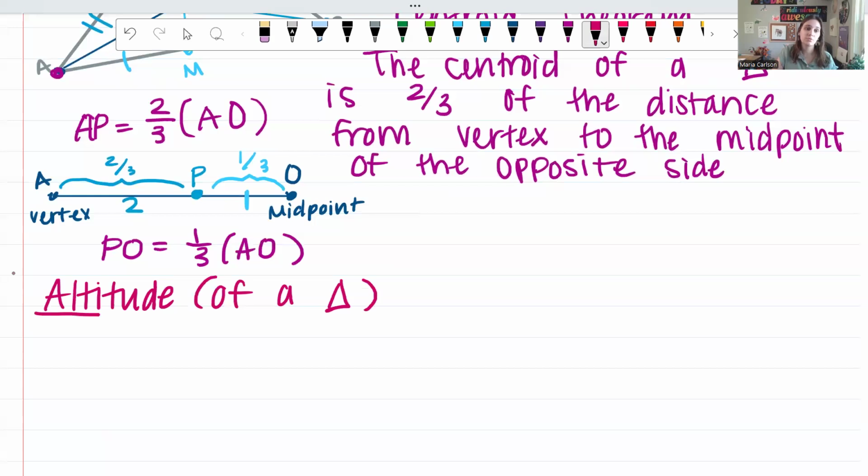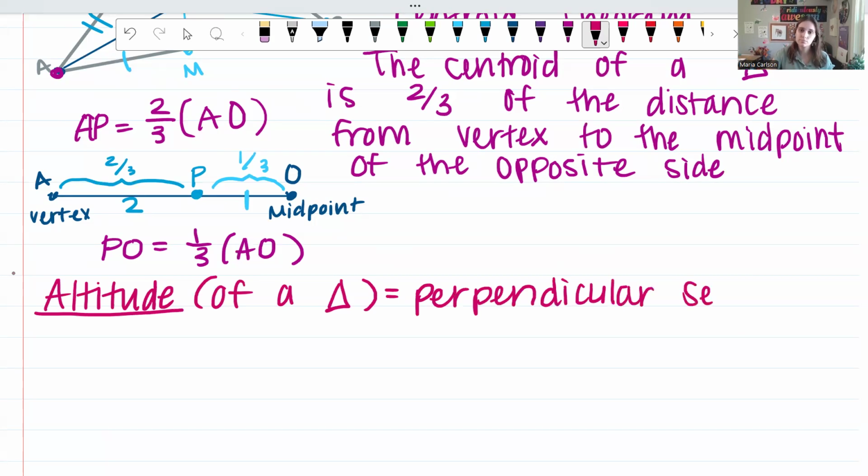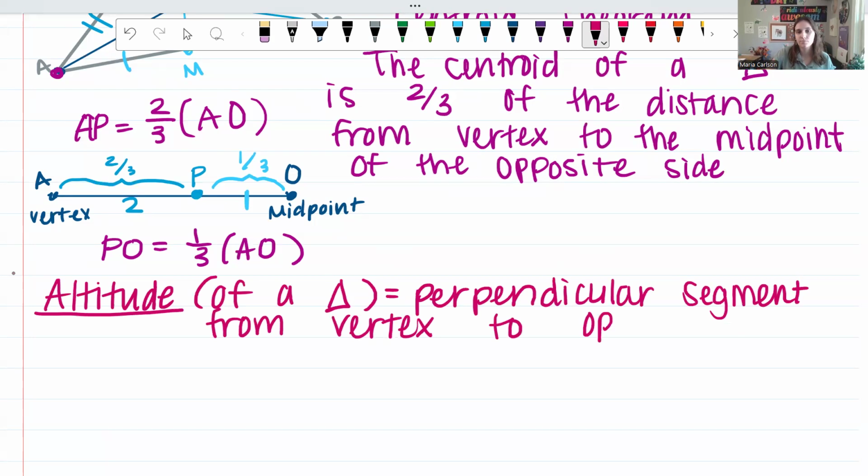And when you hear altitude, please think height. It really is the perpendicular segment from the vertex to the opposite base. And when I say base, that's talking about a side.